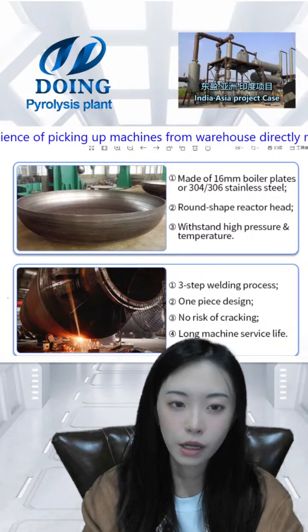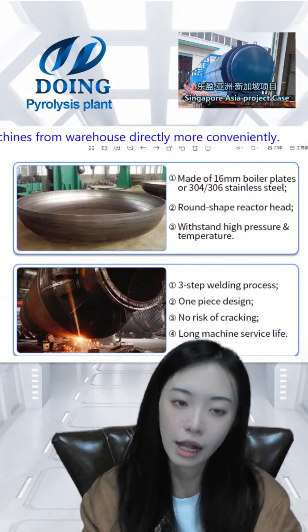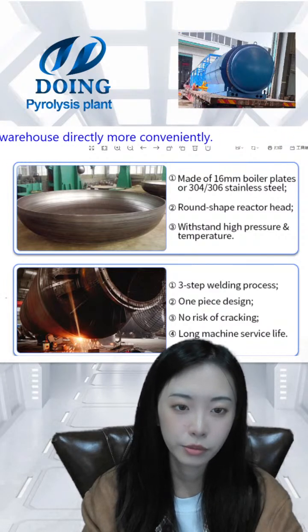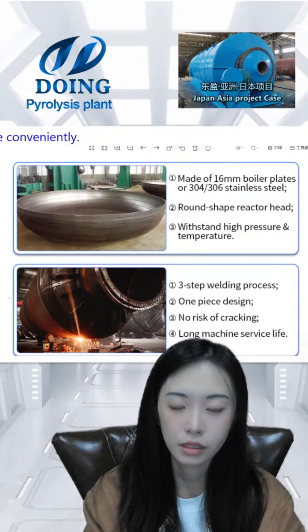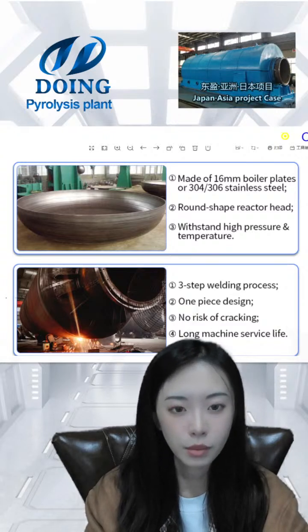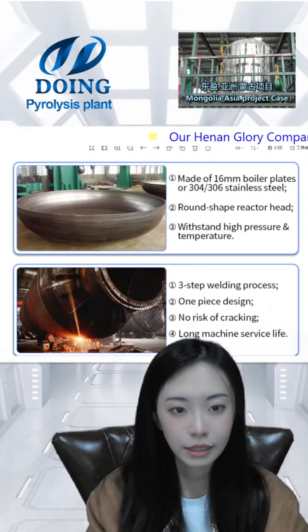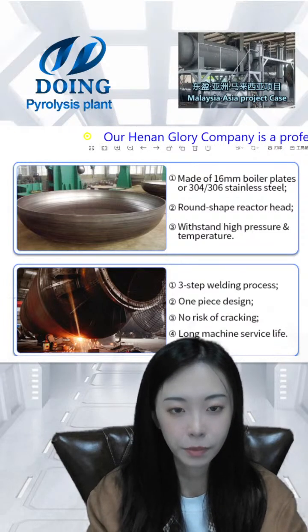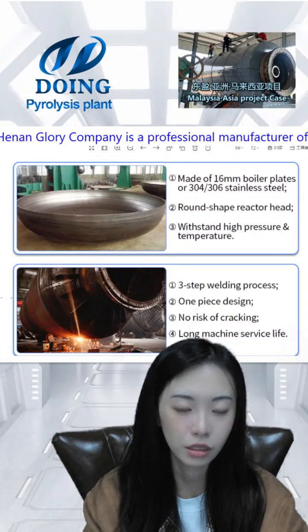And the second one, the round shape reactor head. It is resistant to high pressure and temperature, and withstands high pressure and temperature. Some of the equipment from other customers or companies is the plate type, not the round shape. So you can make a comparison. The round shape has better efficiency.